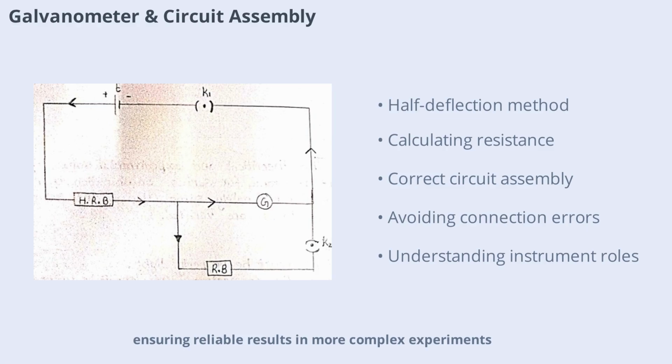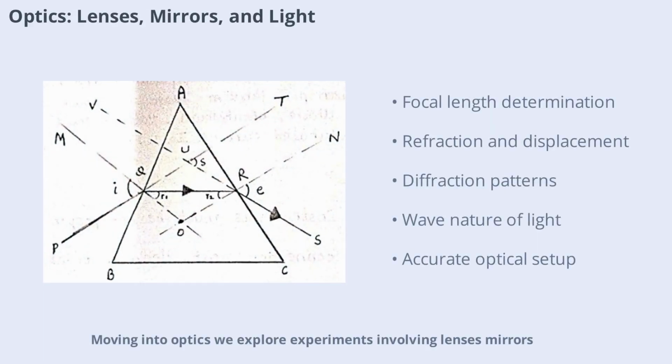complex experiments. Moving into optics, we explore experiments involving lenses, mirrors, and the behavior of light. Using a convex lens, we determine its focal length by plotting a graph between object and image distances. For a concave mirror, we use the UV method to find its focal length, applying the mirror formula. We also study the refraction and lateral displacement of light through a glass slab, observing how the emergent ray remains parallel to the incident ray, but is laterally shifted.